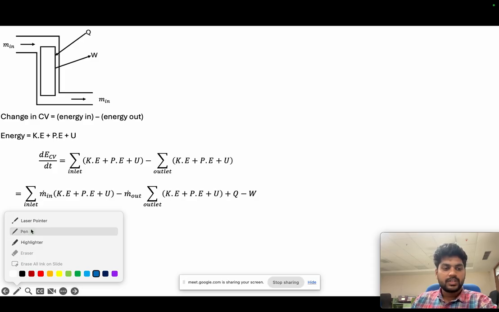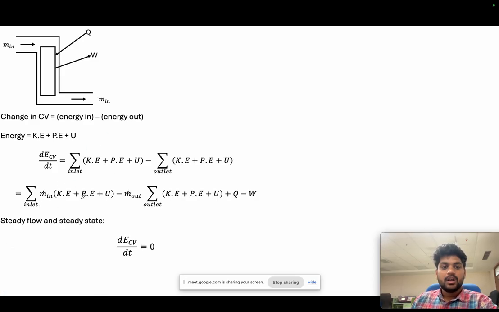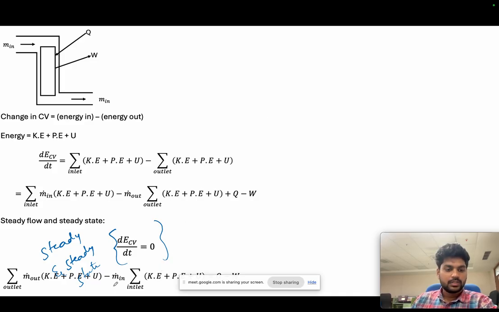So if there are no doubts regarding this, then comes the next one. We have the steady flow and steady state. It means nothing changes while this is happening. So then dE by dt equals 0, and that will give us this equation. Basically this will become q minus w equal to sigma out minus sigma in. Basically this will become 0.